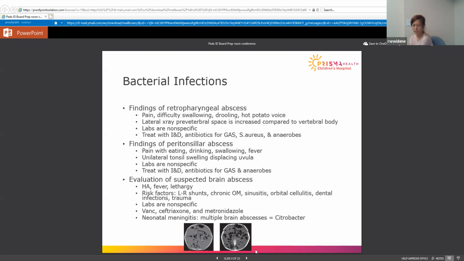One trivia question for the boards: neonatal meningitis with Citrobacter is going to be multiple brain abscesses. They'll most likely have a picture of a neonate with meningitis, then show you the CAT scan, and they won't tell you Citrobacter, and they'll ask what you would like to treat with. You will need a gram-negative antibiotic to get that Citrobacter. Multiple abscesses in a neonate.